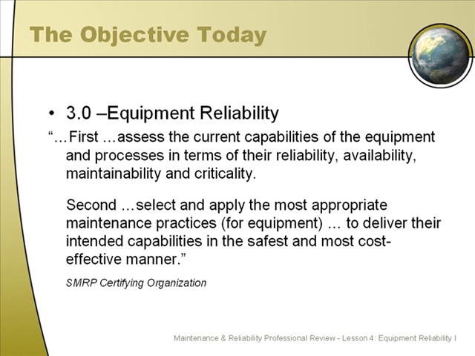Today's objective is defined by the Pillar 3 explanation from the Society for Maintenance and Reliability Professionals Certifying Organization. It's actually a twofold objective. First, we're going to assess the current capabilities of the equipment and processes in terms of their reliability, availability, maintainability, and criticality. Second, we're going to select and apply the most appropriate maintenance practices for the equipment to deliver their intended capabilities in the safest, most cost-effective manner.